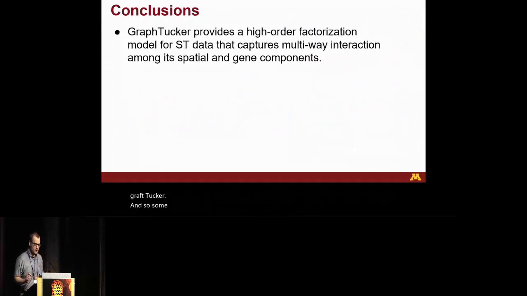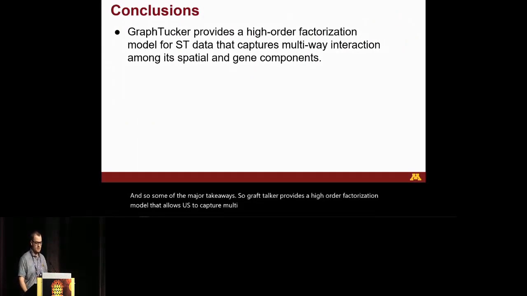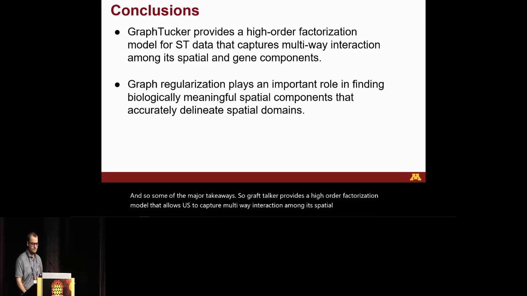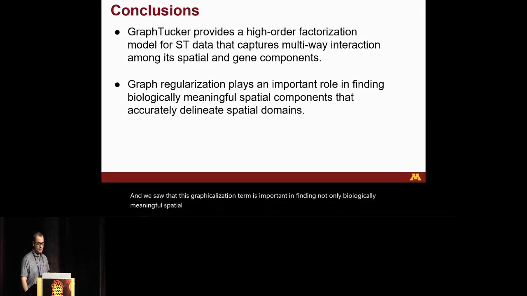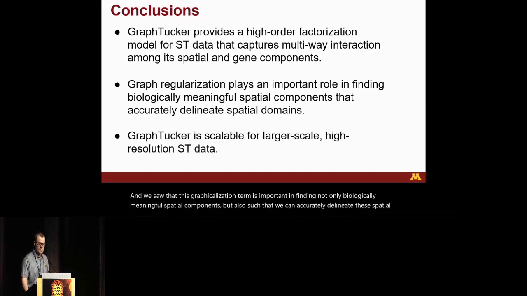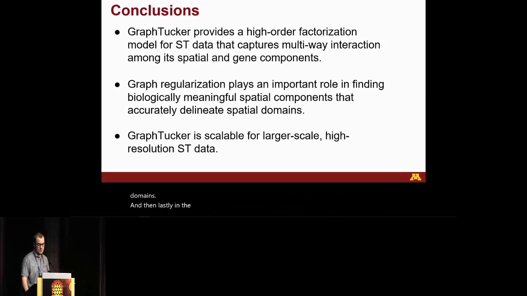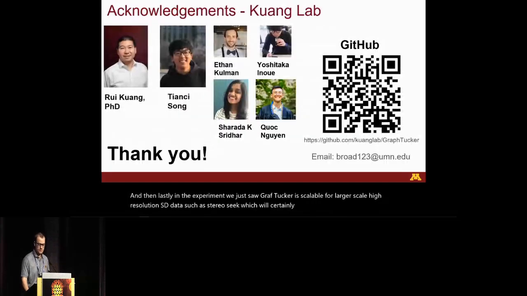And so, some of the major takeaways. Graph-Tucker provides a high-order factorization model that allows us to capture multi-way interaction among its spatial and gene components. And we saw that this graph regularization term is important in finding not only biologically meaningful spatial components, but also such that we can accurately delineate these spatial domains. And then lastly, in the experiment we just saw, Graph-Tucker is scalable for larger scale, high-resolution ST data such as Stereo-seq, which will certainly be more important in the future.